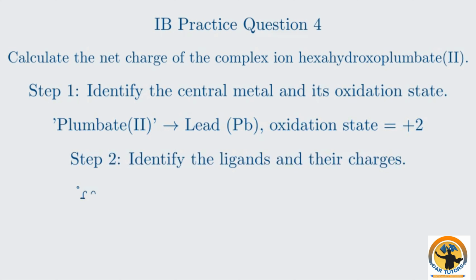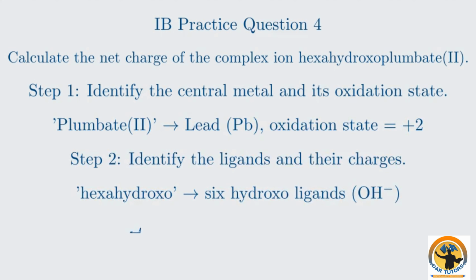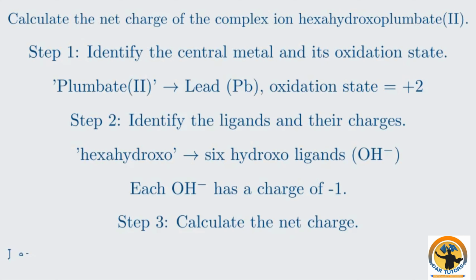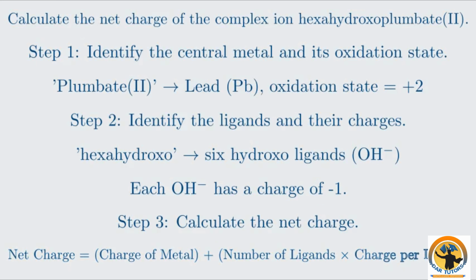Next, hexahydroxo tells us there are 6 hydroxo ligands. A hydroxo ligand is a hydroxide ion, OH-, so each ligand has a charge of -1. To find the net charge of the entire complex, we sum the charge of the central metal ion and the total charge of all the ligands.